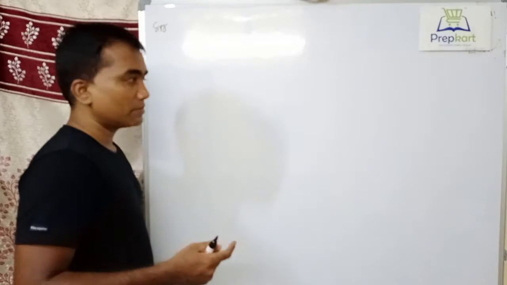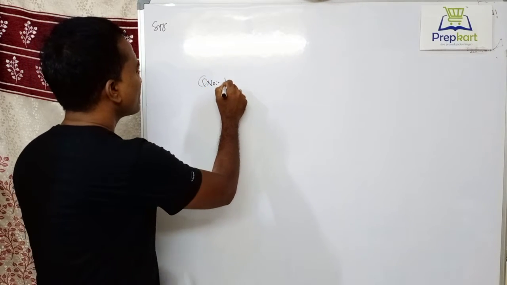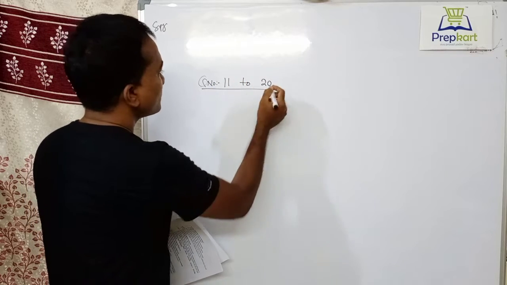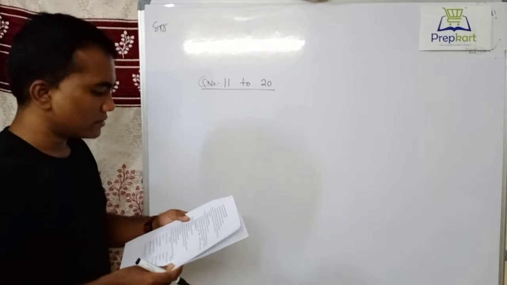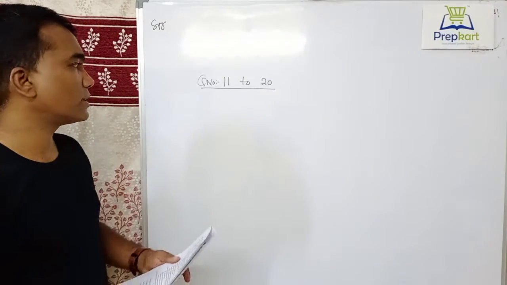In my previous video, I explained question number 1 to question number 10. Now, in this video, I will be explaining question number 11 to 20. So, what is question number 11? In question number 11, it is related to the asteroid belt. So, what is an asteroid belt?